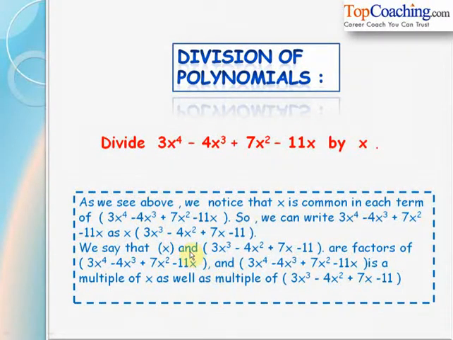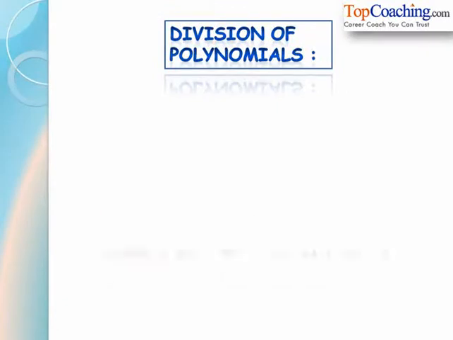So what we can say is that this polynomial and this polynomial are the factors of this very polynomial. And in other words, we can say that this polynomial is a multiple of x as well as a multiple of 3x cube minus 4x square plus 7x minus 11. Now, let's see one more example.